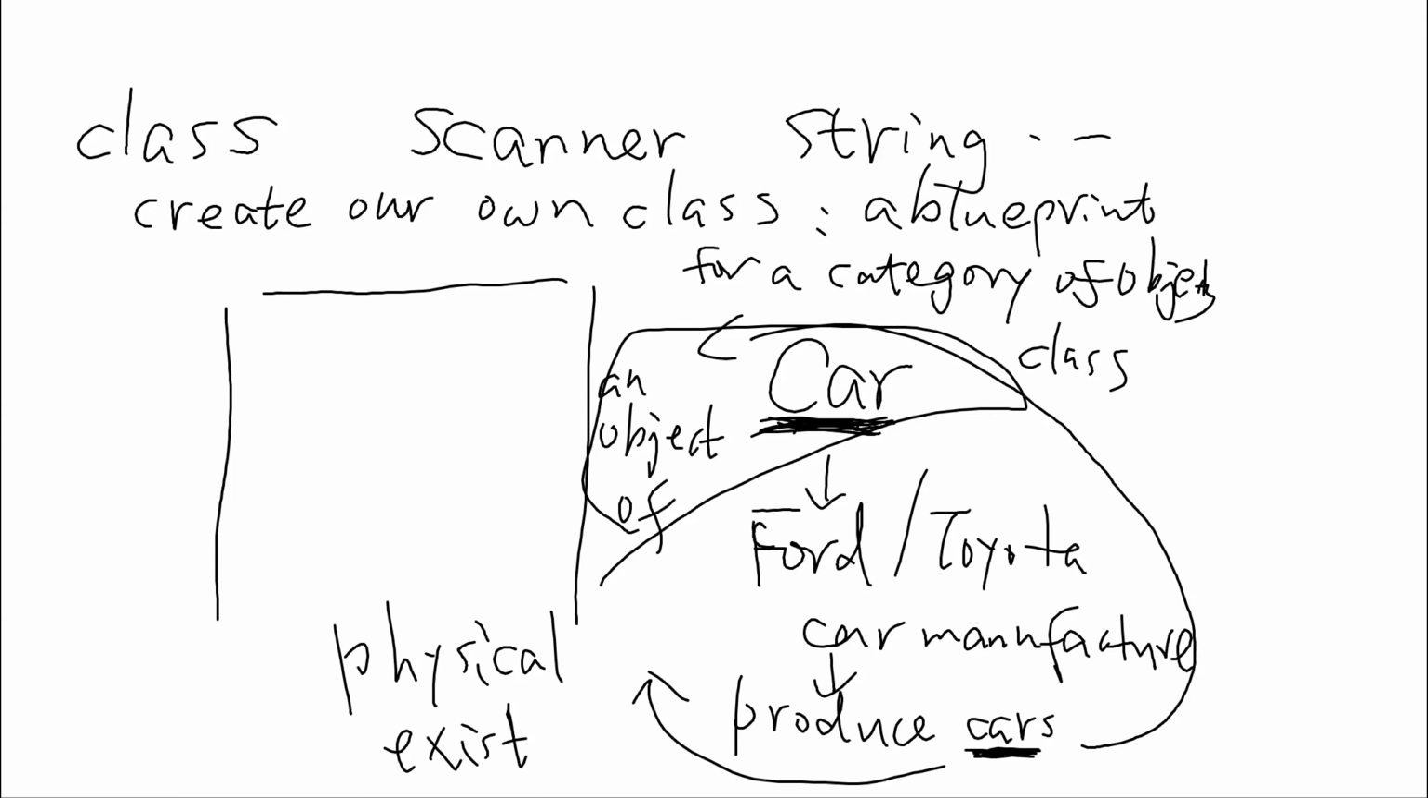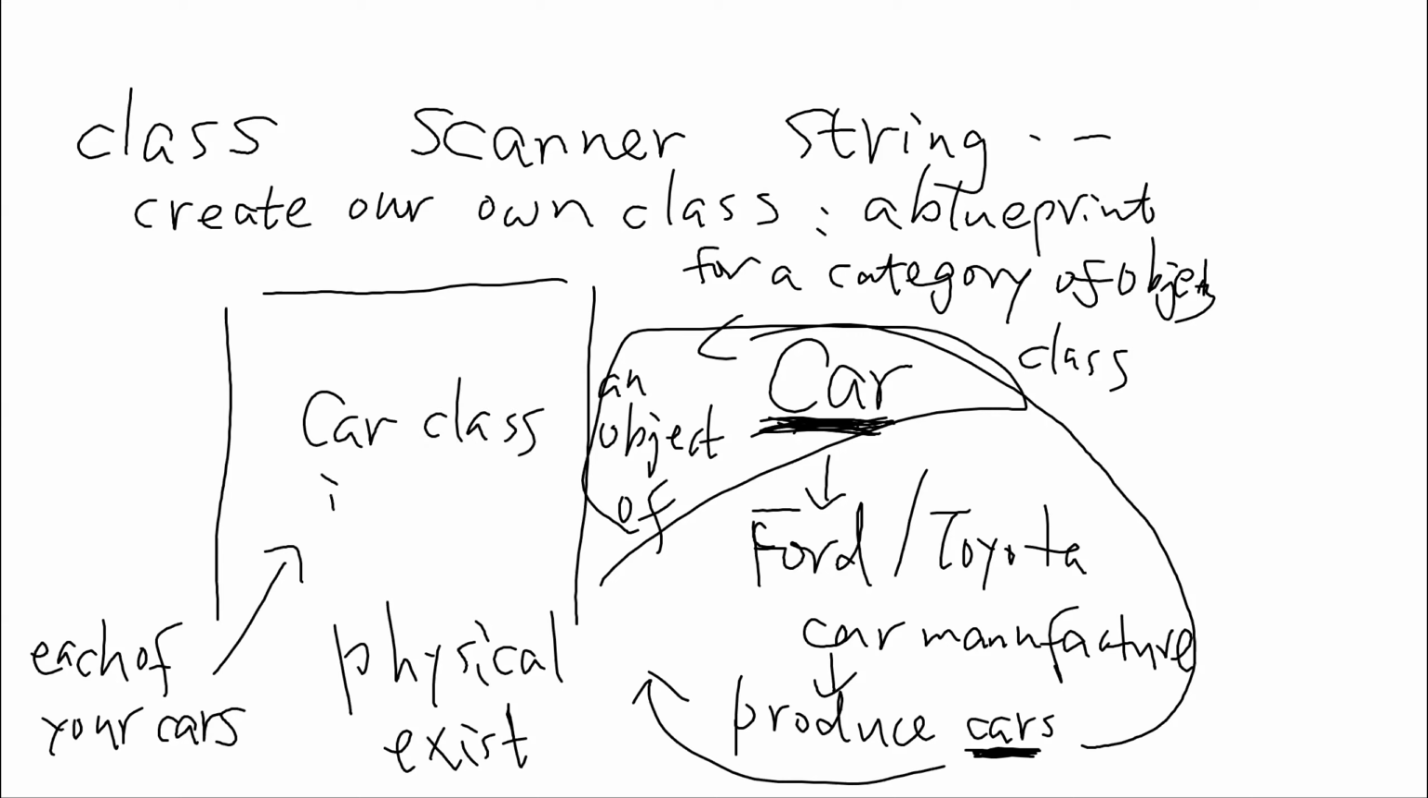Each of your cars is considered as what? They are considered as car class instances, or we call them objects. So these are two different concepts. One concept is called class. Logically, a class is just a blueprint. There is no physical object there.